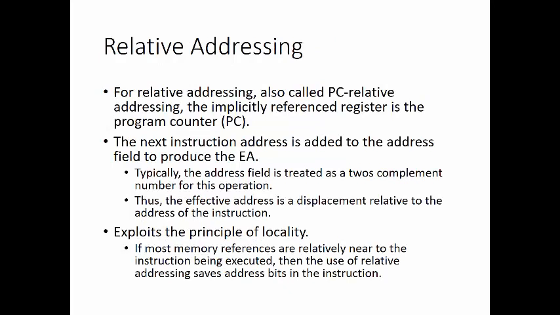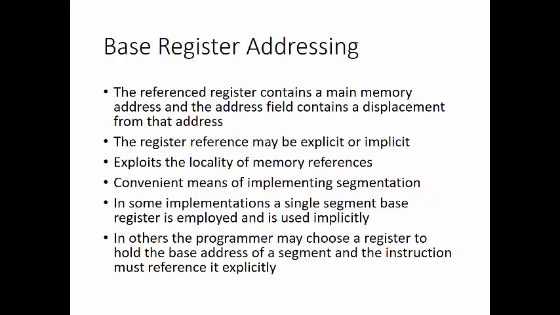Relative addressing is also called program counter relative addressing. The implicitly referenced register in this case is the program counter, abbreviated as the PC. The next instruction address is added to the address field to produce the effective address. Typically the address field is treated as a 2's complement number, and the effective address is a displacement relative to the address of the instruction. This one exploits the principle of locality, which we talked about at great length. If most of the memory references are relatively near to the instruction being executed, then the use of relative addressing saves address bits in the instruction.